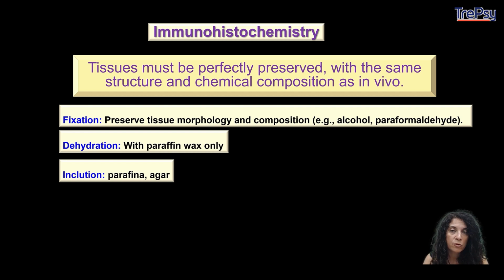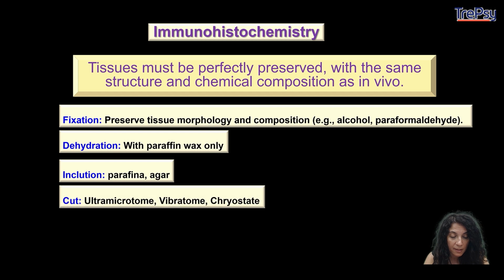The third part is inclusion. You should include your piece in paraffin or agar, and then we have to cut the tissue with different devices. For example, we can use ultramicrotome and cryostat. To use that, we need to freeze the tissue, and we have to cryoprotect the tissue, for example, the brain.